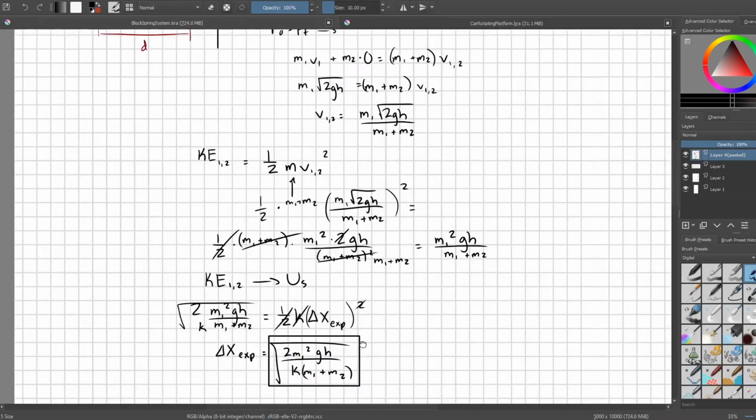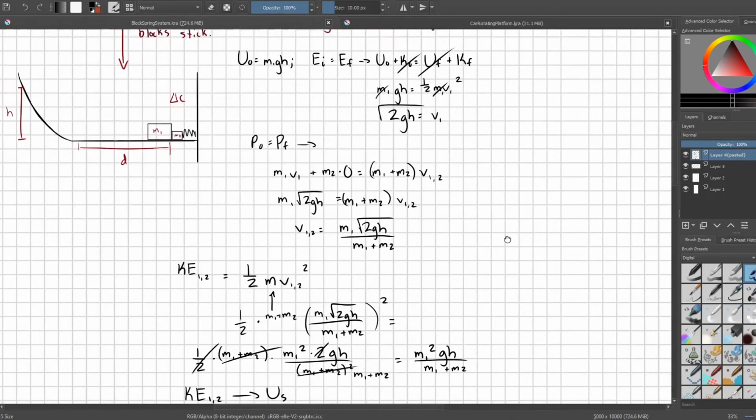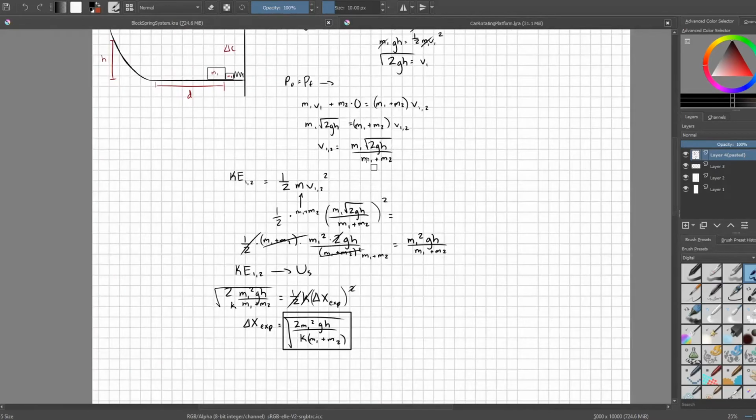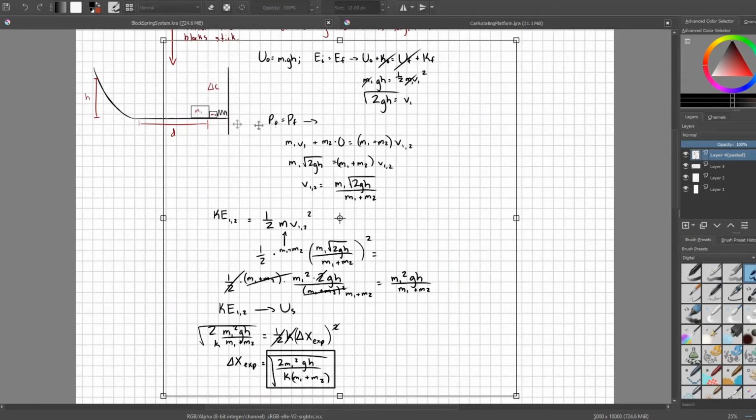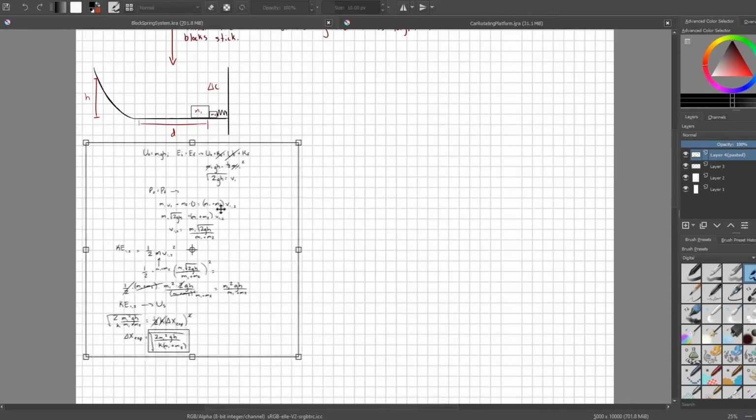Oh my goodness, in my last videos I've been limiting myself to a much smaller page, so this is so nice to have all this room to write stuff out. So I'll go ahead, take this result, and I'll shrink it down. I'm going to move this to the side.